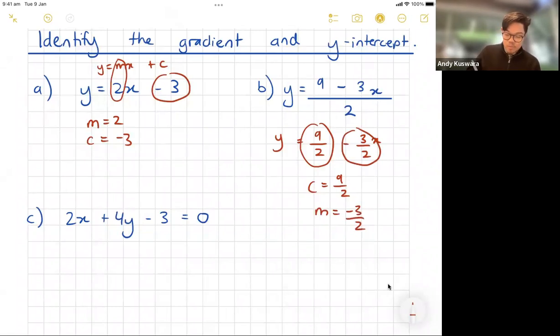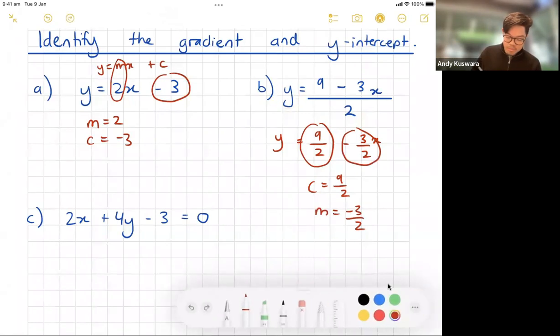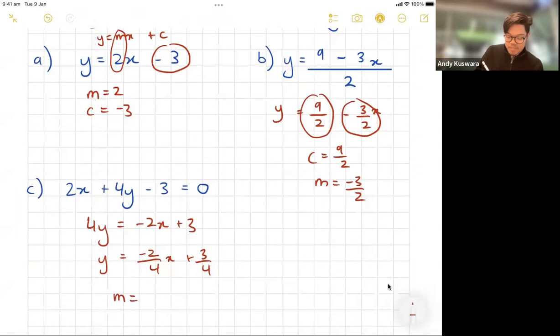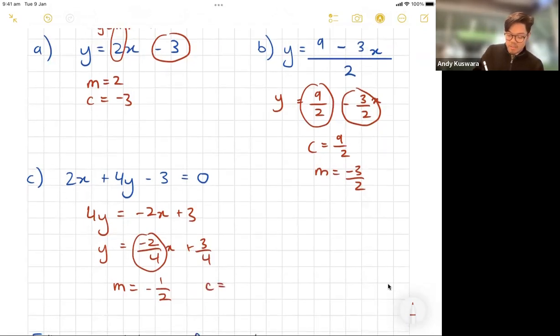Now in the last one, we needed it in the form y equals. So here we've got something different. I'm going to keep the 4y here, and using algebra, I'm going to move the 2x over by minusing it to the other side. And that -3 becomes +3. Then I don't want 4y, I just want y, so I'm going to divide everything through by 4. From here, I can see that my gradient is the thing attached to the x, which is -1 on 2, a simplified version of -2 on 4. And my y-intercept is going to be 3 on 4, because that's the part that isn't connected to an x.